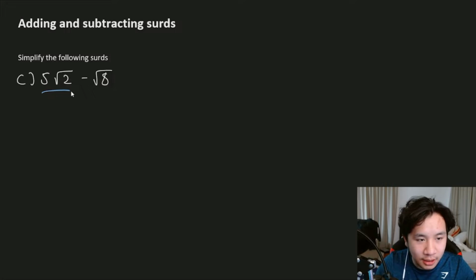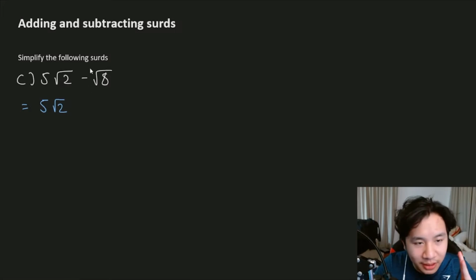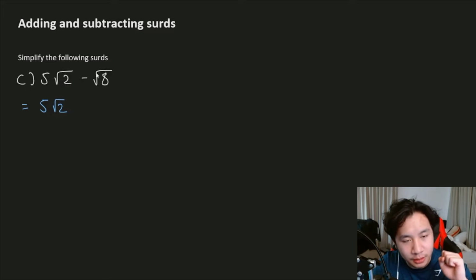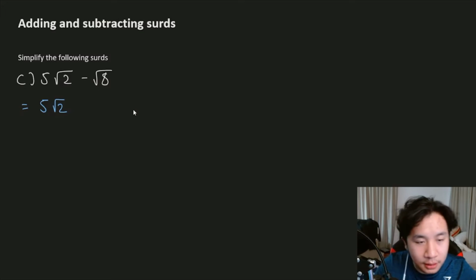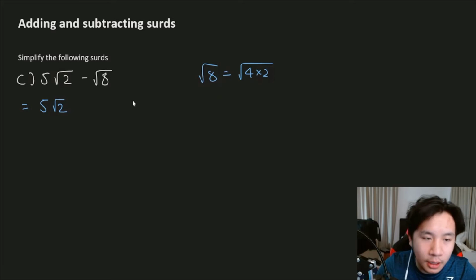All right, so here we have 5 root 2 minus root 8. Now, these are not like surds, but you can simplify square root 8. So to do this question, I'm just going to write equals 5 square root 2. To simplify this part, you have to split it into its square number and another factor. So I know that square root 8 can be split into 4 times 2. And I'll show you why that's important.